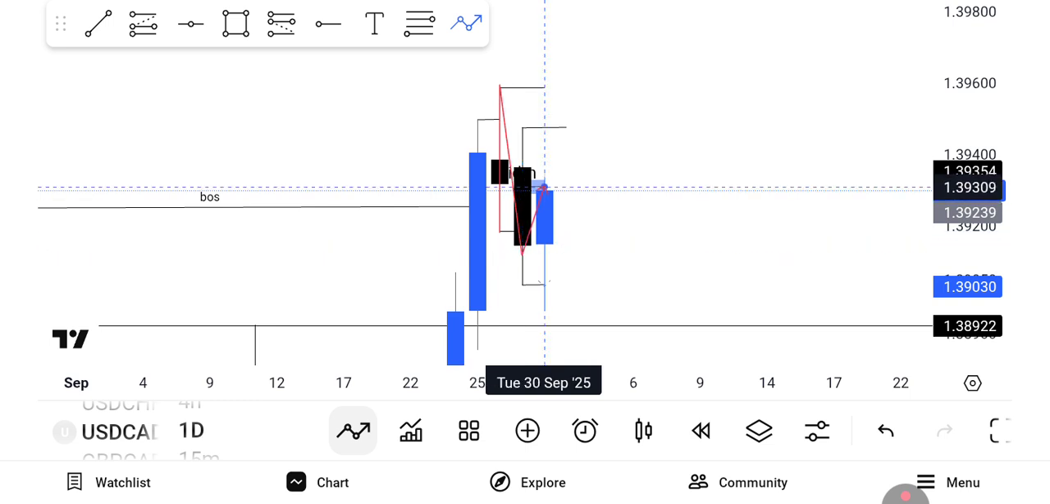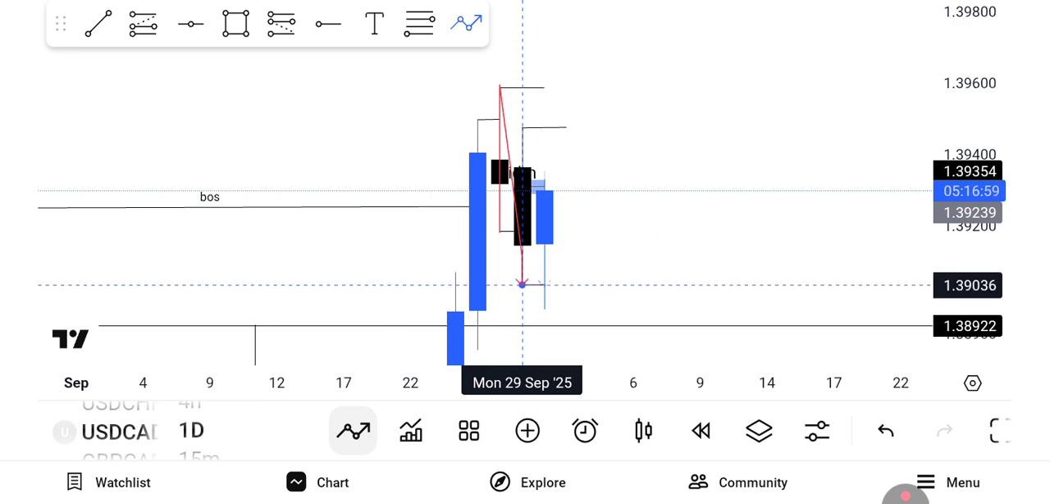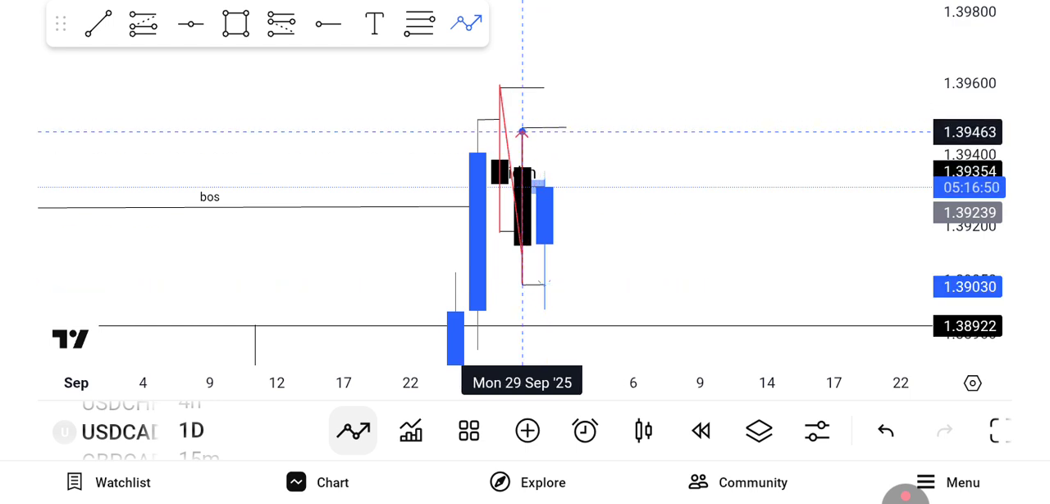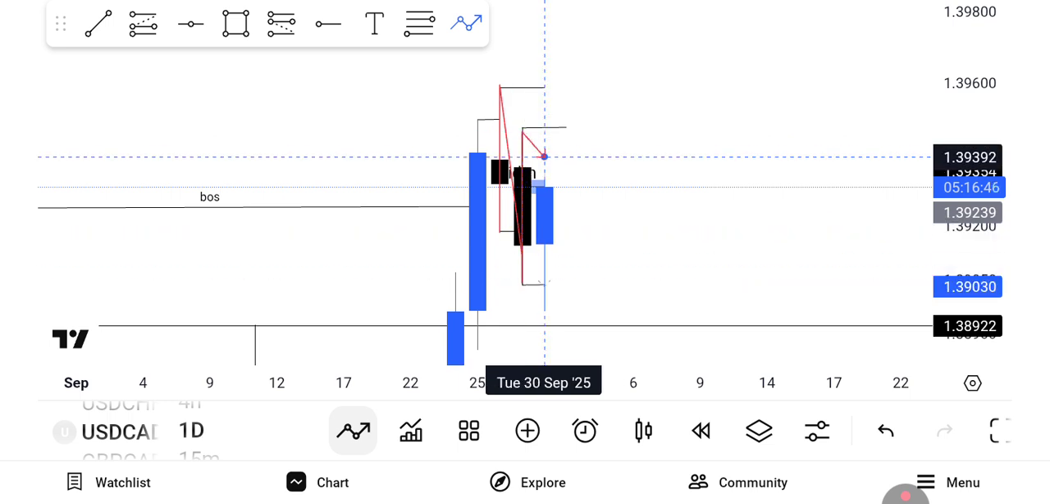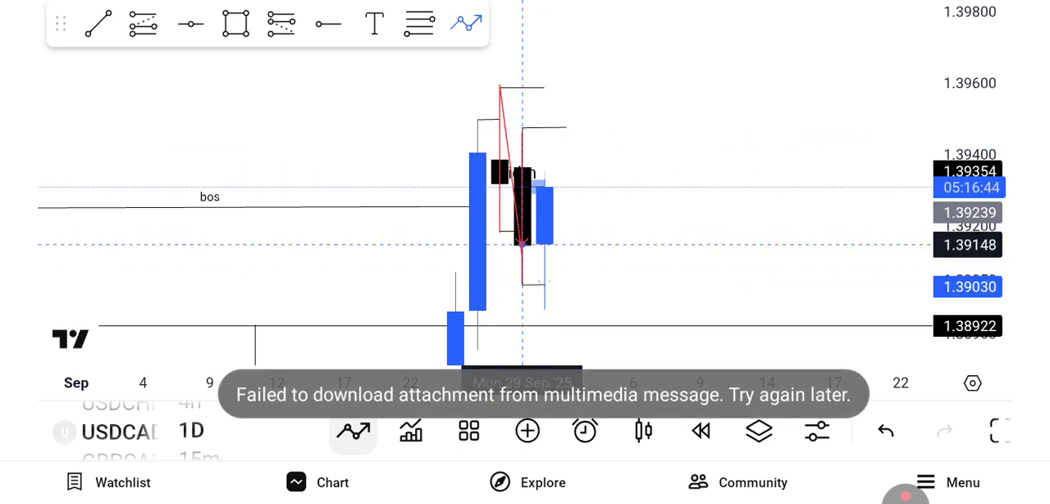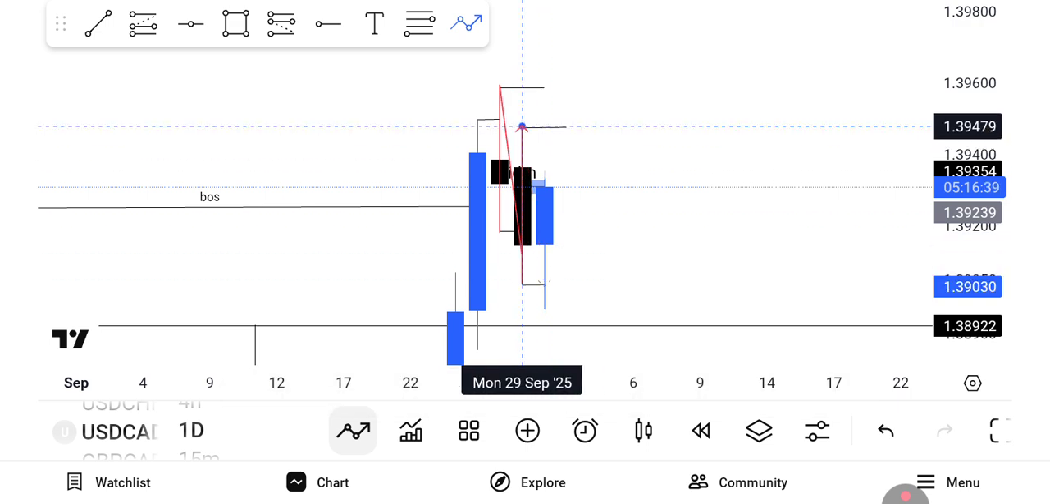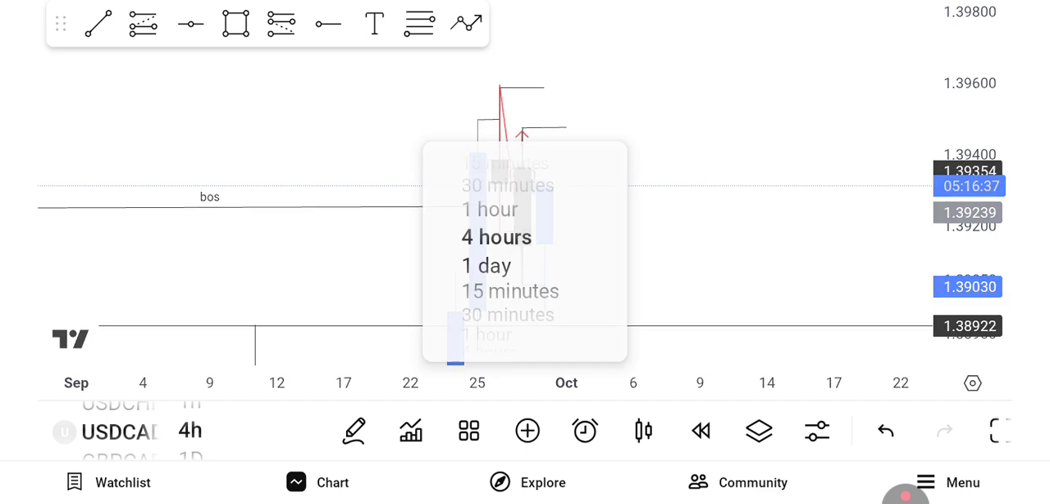Then this is where it starts getting tricky. So now this is my range from this low here to this high. So I'll be looking for opportunity from this low here to this high. So now I've gotten my structure, which is bearish. So now we'll go to 4 hours.